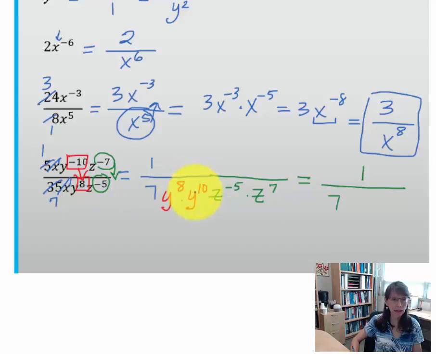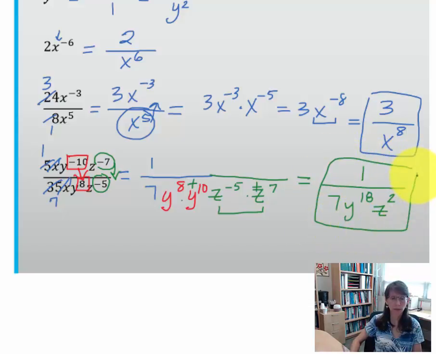Y to the 8 times y to the 10 is y to the 8 plus 10. That makes y to the 18th power. And then bases of z, negative 5 plus 7. So we're going to have base of z to the power of 2. And here is our final answer.